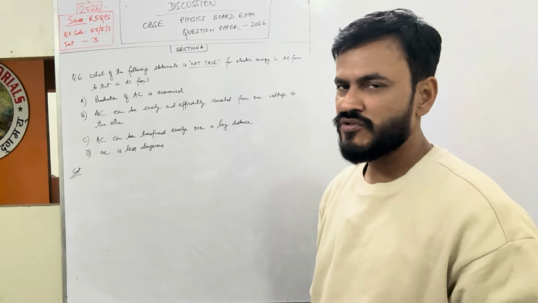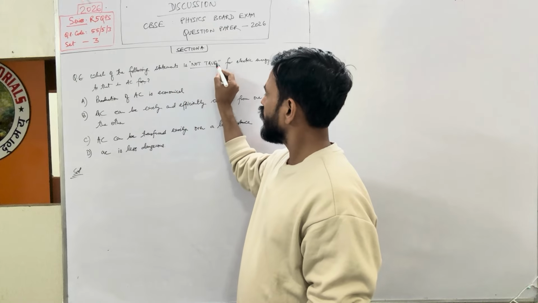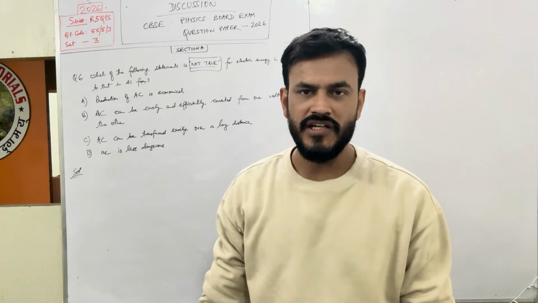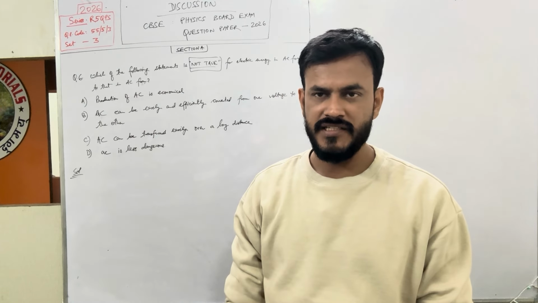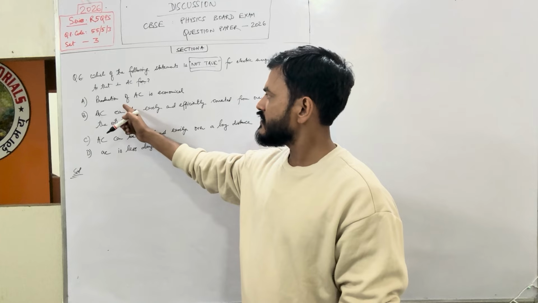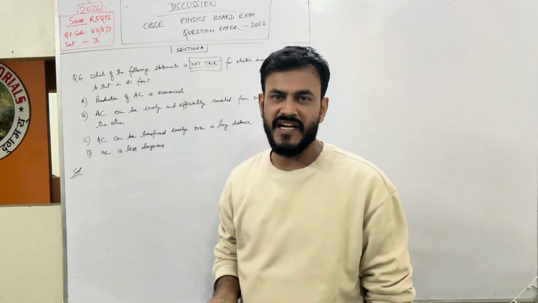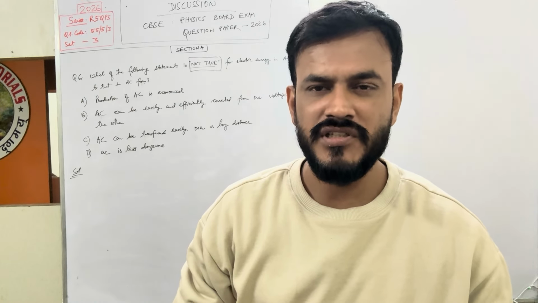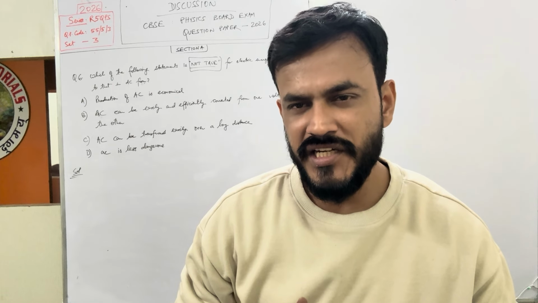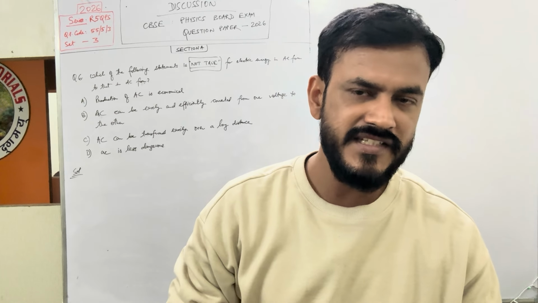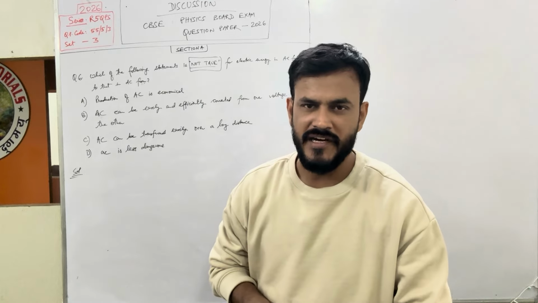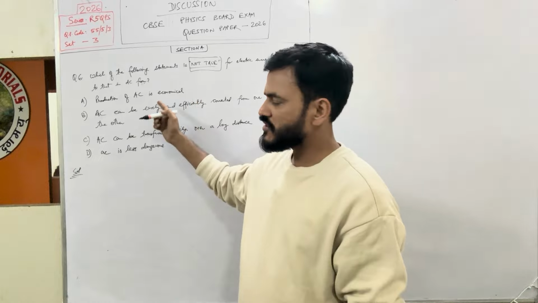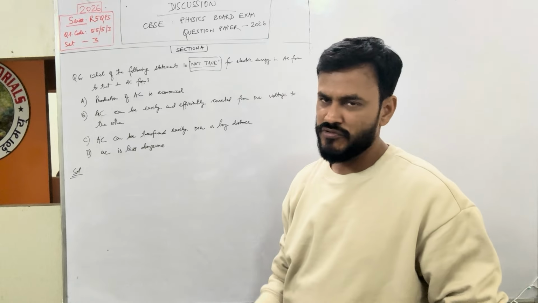This is a conceptual question. It says which of the following statements is not true for electrical energy in AC compared to the DC form. So there is a comparison between AC and DC. The first option says production of AC is economical. That is true. ACs can be produced using wind power, hydroelectric power, thermoelectric power. So that is pretty much economical as compared to DC. DCs are generally batteries, you know, inverter batteries, car batteries, and they are pretty expensive. So AC production is economical as compared to DC.